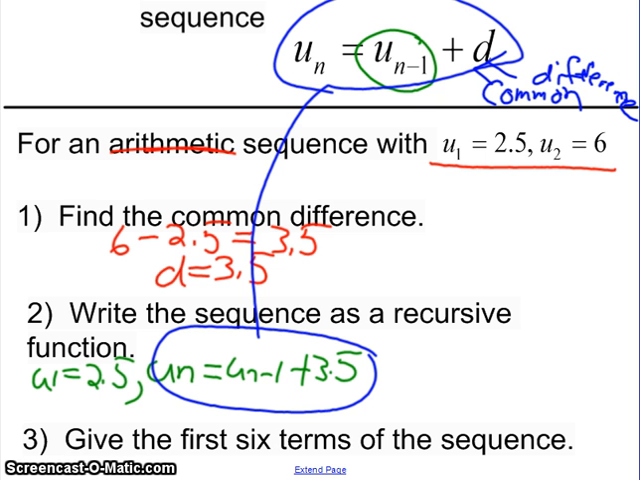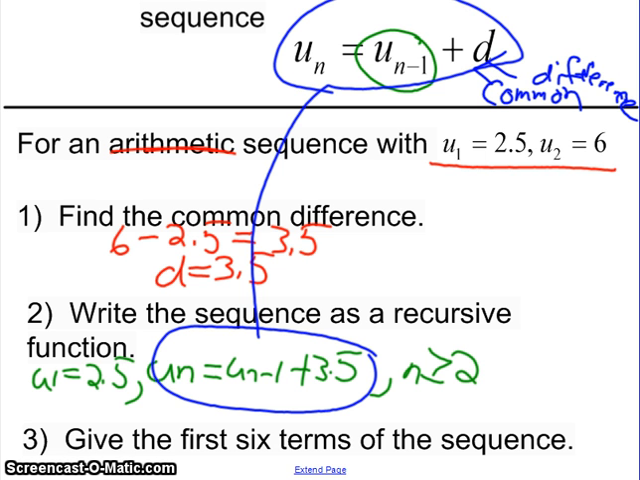The third step for defining a sequence recursively is to state the domain, and that's usually n is greater than or equal to 2 because we started with the first term. We started with u sub 1. So every term that comes after the first is n greater than or equal to 2.